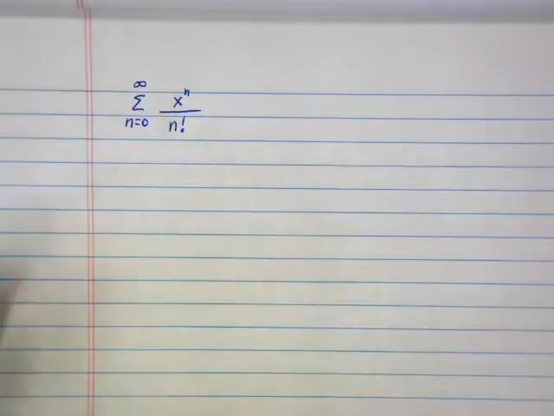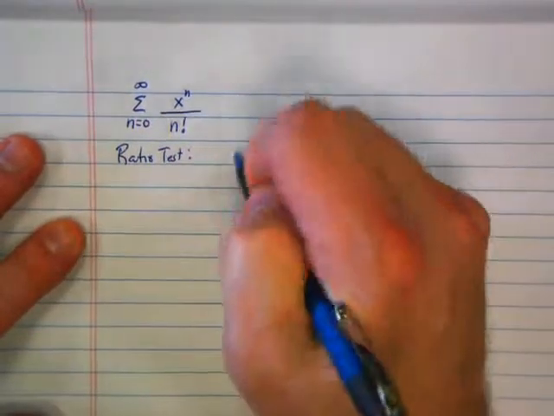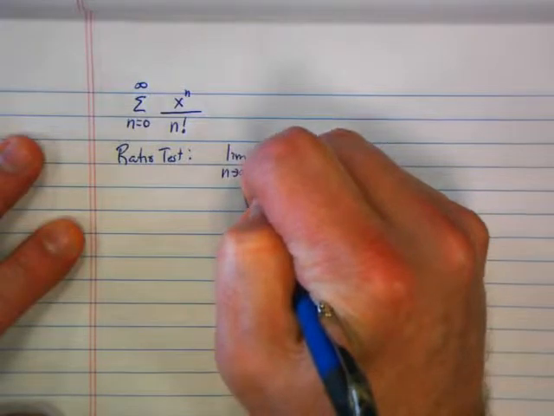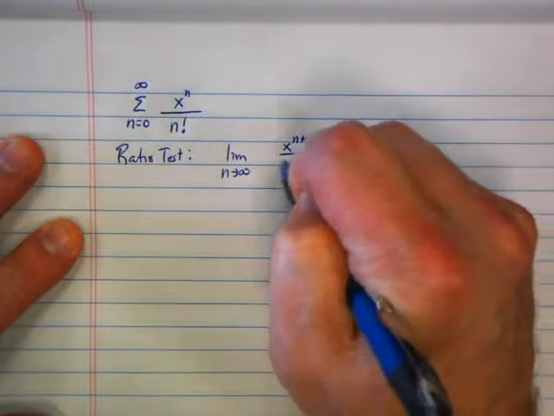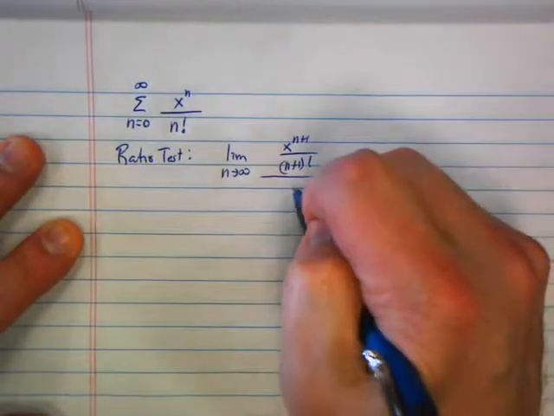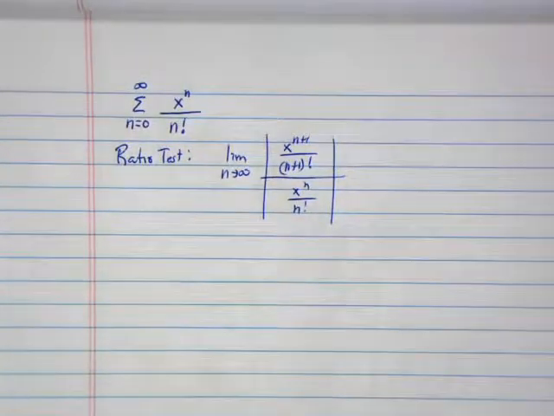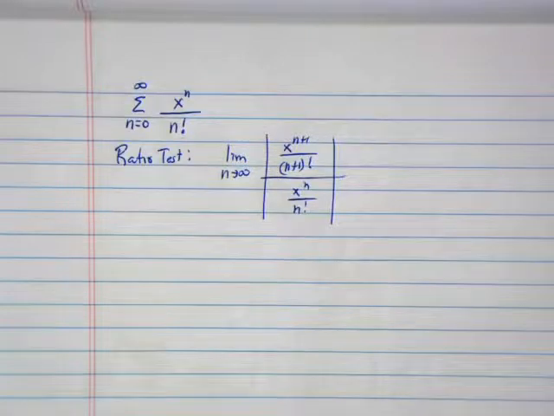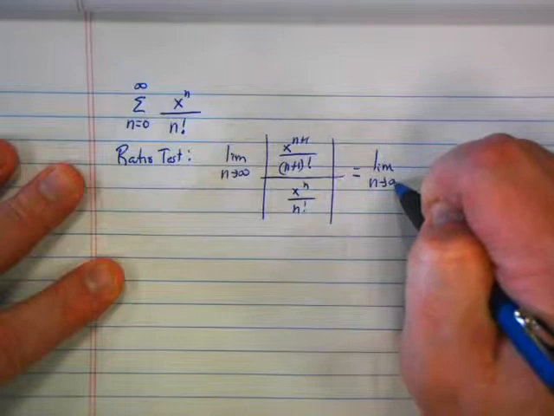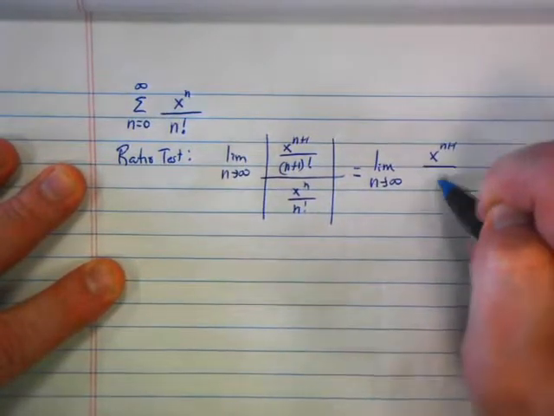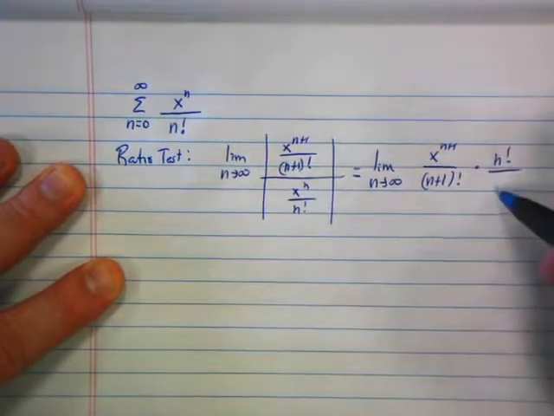Once again, I would use the ratio test. I'm going to have the limit as n goes to infinity, |x to the n plus 1 divided by (n plus 1) factorial over x to the n over n factorial|. Absolute values around all that. I do my flip and multiply trick. That's the limit as n goes to infinity, x to the n plus 1 over (n plus 1) factorial times n factorial over x to the n.